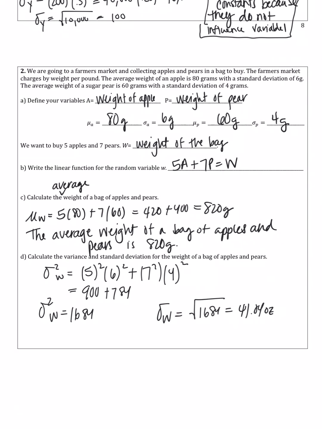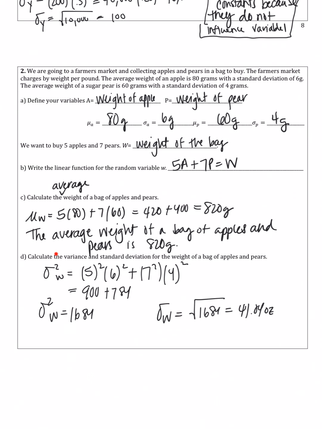All right, you guys, so we're going to a farmer's market and collecting apples and pears in a bag to buy. The farmer's market charges by weight per pound. The average weight of an apple is 80 grams with a standard deviation of 6. So there's our information about apples. The average weight of a sugar pear is 60 grams with a standard deviation of 4. So we have two variables.